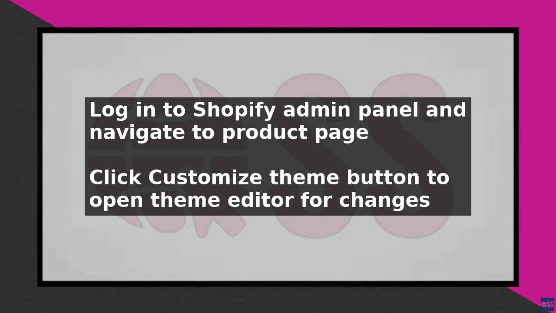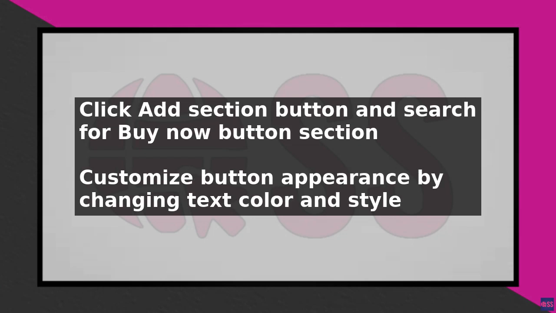This will open the theme editor where you can make changes to your store's layout and design. In the theme editor, click on the product page template to access the settings for that specific page. Next, click on the Add Section button and search for the Buy Now button section.